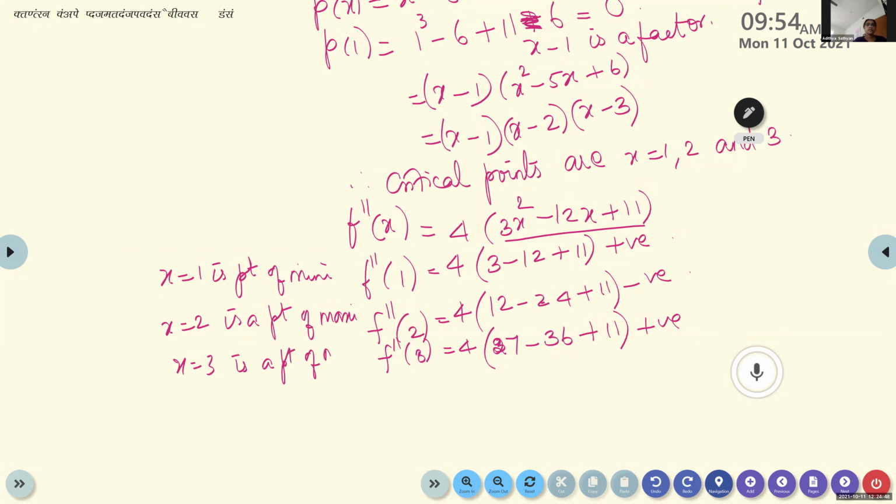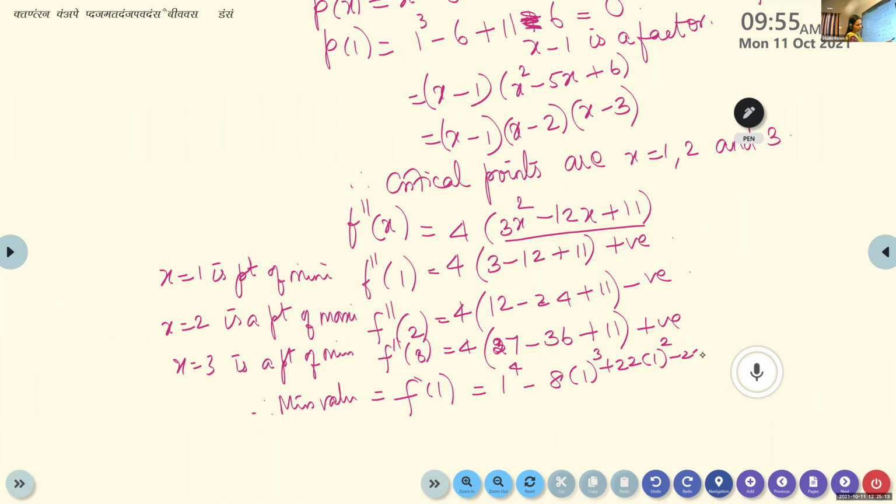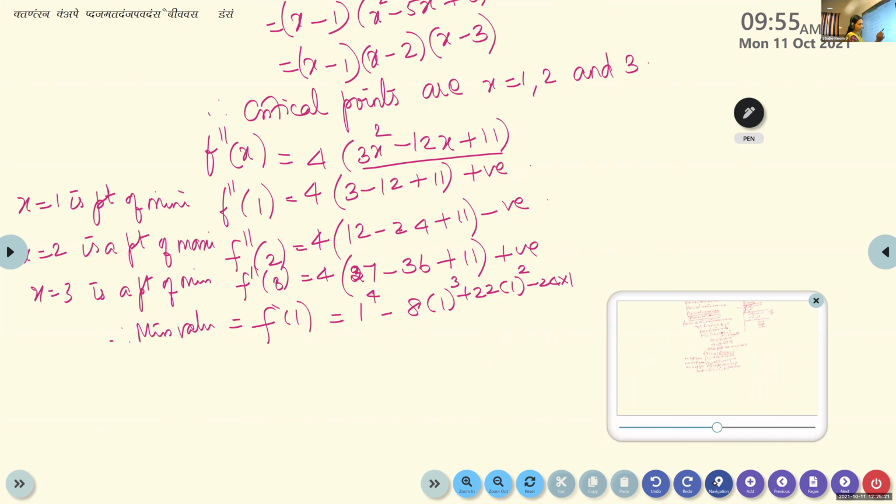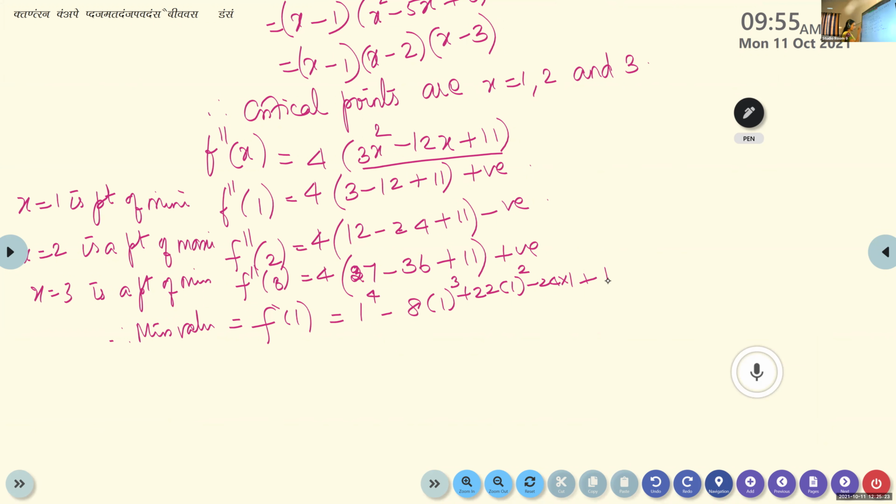And what is the minimum value? How will you find the minimum value? You can find it as f of 1. In the place of x, you put 1. In f of x, you substitute 1 and find out what f of x is. It is 1 raised to 4 minus 8 into 1 cube plus 22 into 1 square minus 24 into 1, then plus 1. Then simplify, and you will get the minimum value.